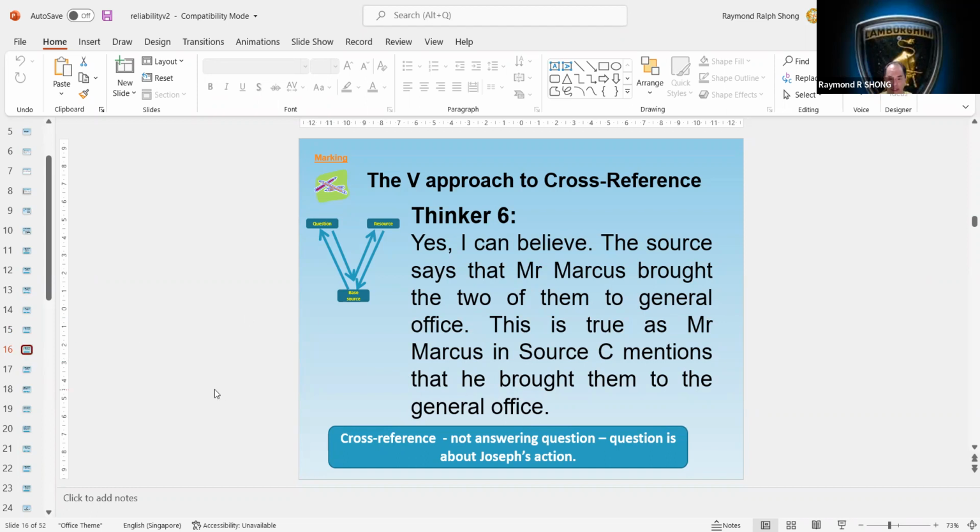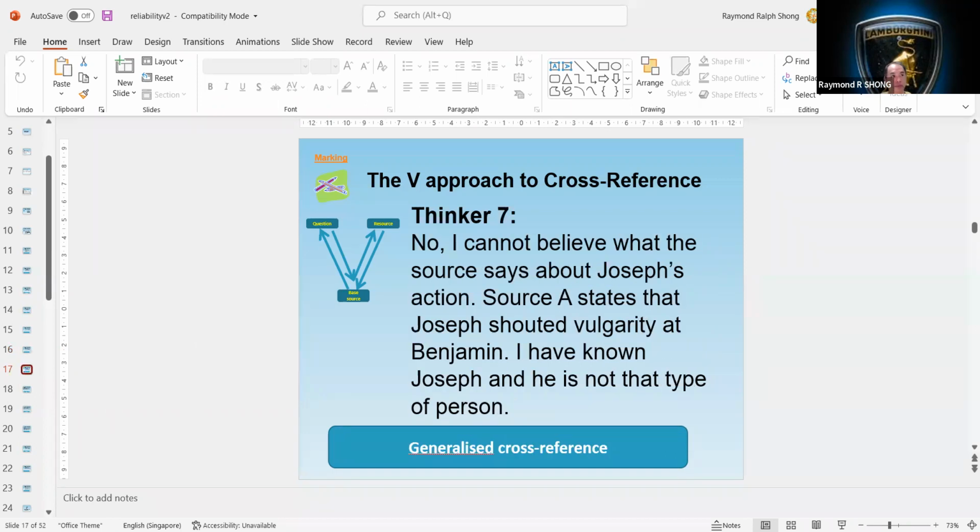All right. So next, number 16. Yes, I can believe the source says that Mr. Marcus brought the two of them to the general office. This is true. Has Mr. Marcus and sources mentioned that he brought them to the general office? Hello, cross-referencing, not answering the question. The question is about, yes, you brought, see, it's mentioned. Where's the evidence, you see? Don't write like that. What is my purpose here? Last time I showed this to all my students, a lot of the students made this very common mistake by putting this. Okay, take note. All right. Do not do this. Please do not do this.